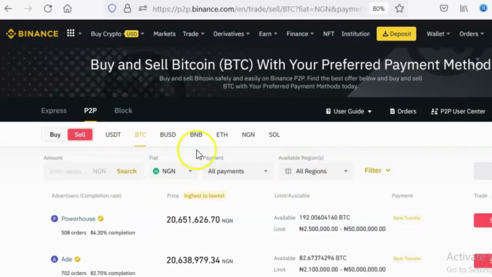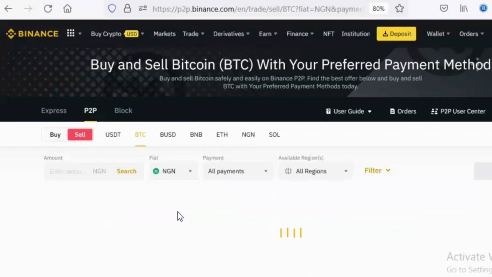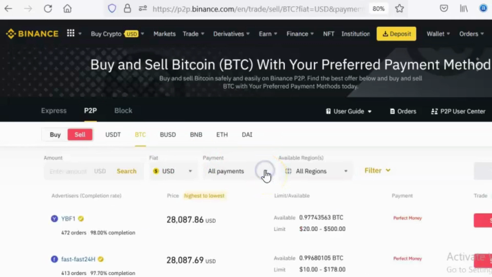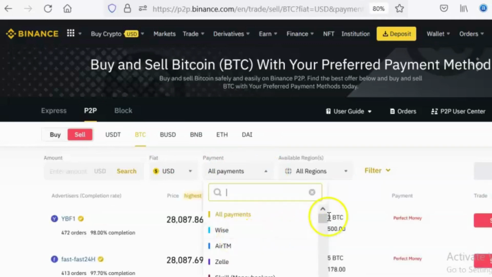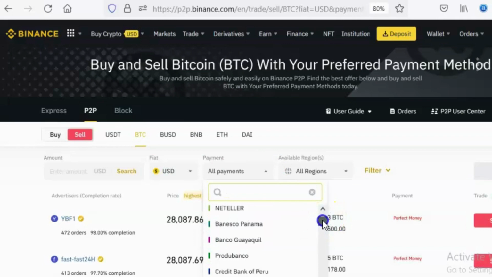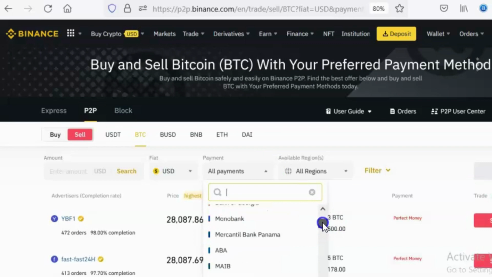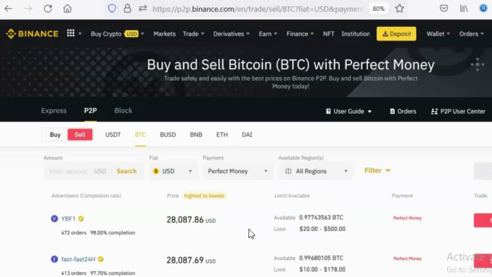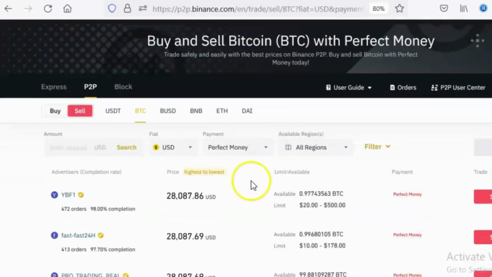Now we have options again. As I said, we indicate the currency we want to obtain. So let's say USD. Now we want to obtain dollars. We want to indicate the type of payments we want. If it's Wise, if it's Zelle, if it's Monobank, there are various options you can pick from. So let's pick Perfect Money this time around. If we pick Perfect Money as where we want our US dollars to be deposited, we have various options of people willing to pay us into our Perfect Money account.